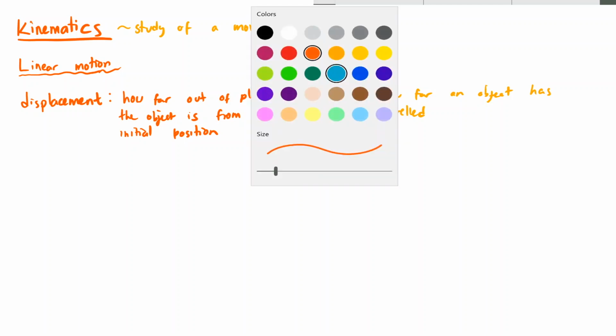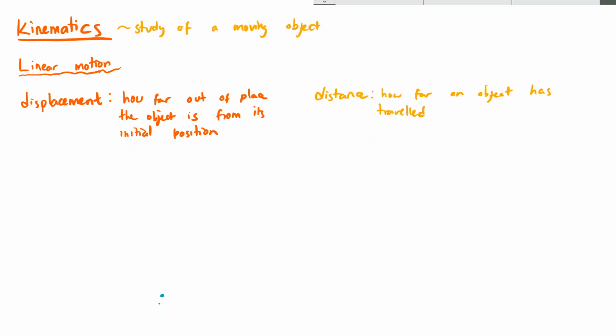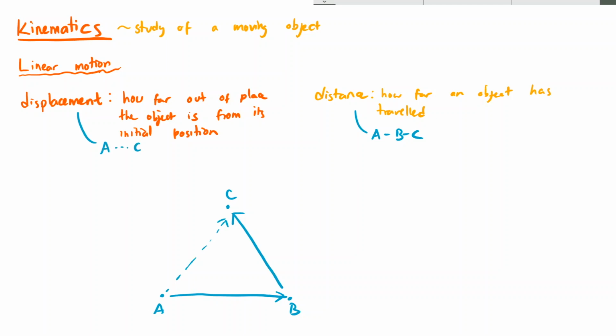So let's put this in context. For example, we have an object going from A to B and then to C. The distance would be A, B, C, whereas the displacement would be A to C. But writing the displacement as just A to C is not right.